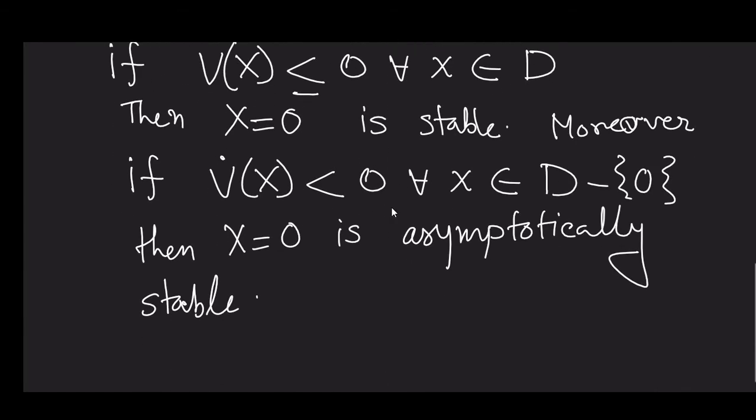If V dot x is less than or equal to 0 for all x belongs to D, then x equal to 0 is stable. Moreover, if V dot x is negative definite, that is, the time rate of change of V is negative definite, then it is asymptotically stable, right?